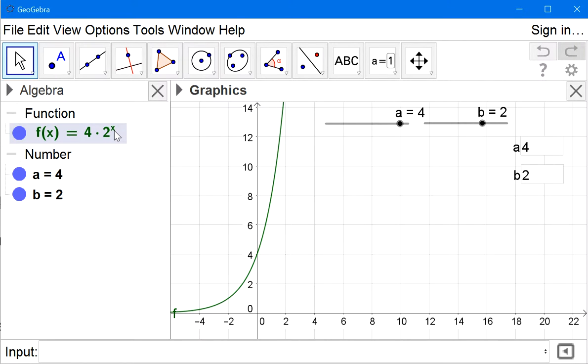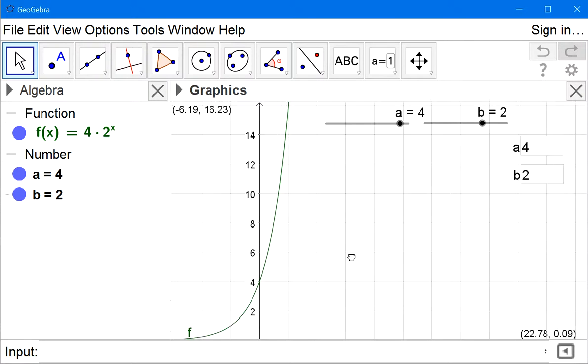You can see when x is 0, this becomes the number 1, 2 to the 0 power is 1, and 1 times 4 is just 4. So when x is 0, y is 4. When x is 1, which is in between these two, you can see it goes up to 8. And when x is 2, this should cross up here at 16.